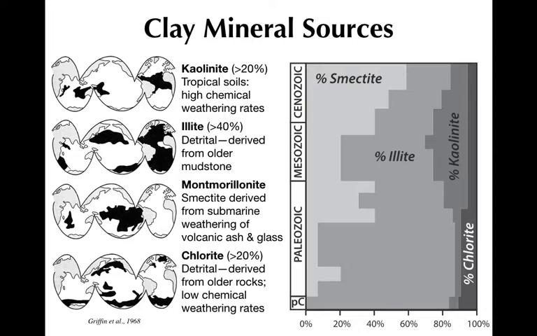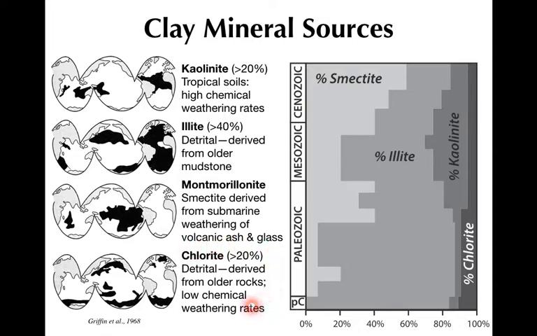Illite is detrital. Illite is derived from older mudstone. Remember, illite is a diagenetic product, a byproduct of smectite. And so you'll tend to find a lot of illite wherever weathering rates are a little bit lower because you're basically getting that illite from the weathering of old rocks, sedimentary rocks on the continents, and then that gets delivered to the oceans. But you're not getting a lot of kaolinite like you would in a tropical setting.